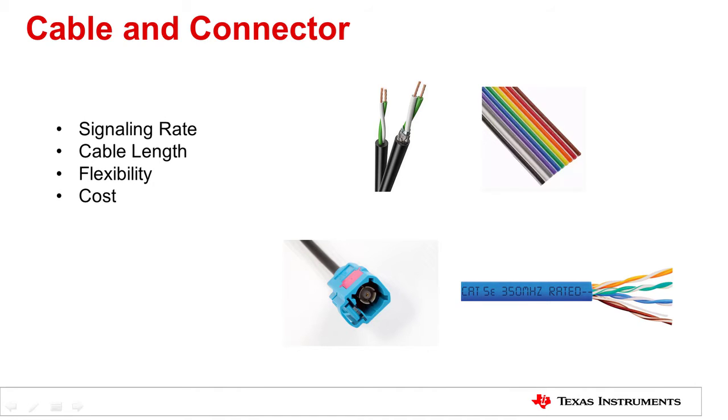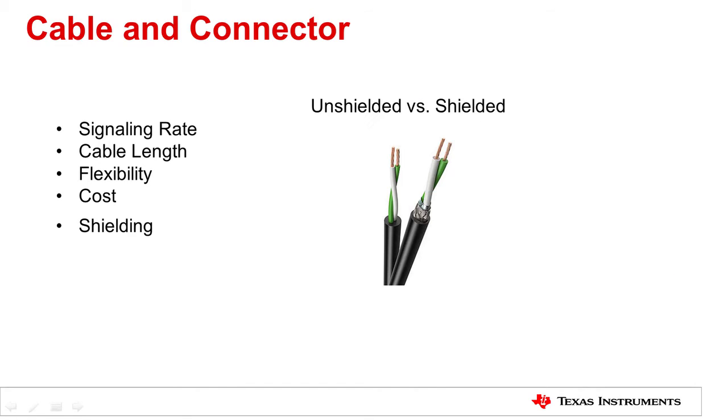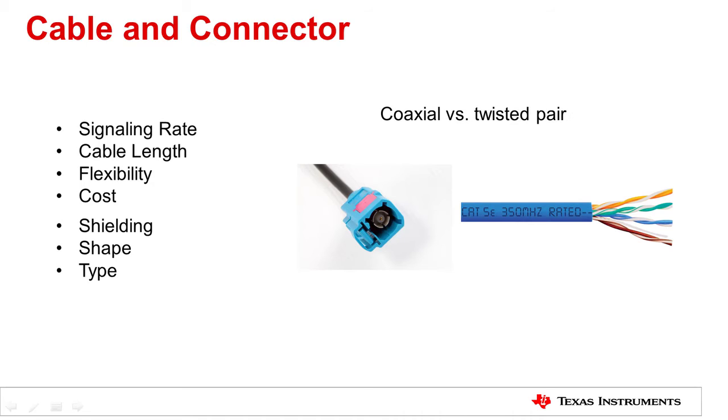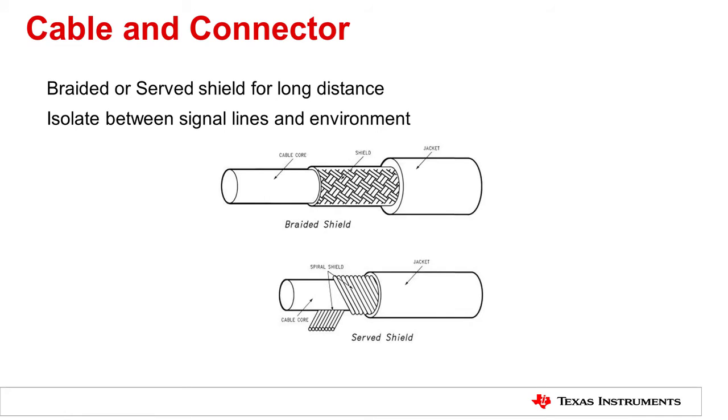in mind, such as signaling rate, cable length, flexibility, and cost. Depending on the specific application, we also need to make a decision on using unshielded versus shielded, round versus flat, coax versus twisted pair. To provide a few examples, for long transmission lines, a braided or served shield is recommended to ensure good isolation between the signal lines and the environment.